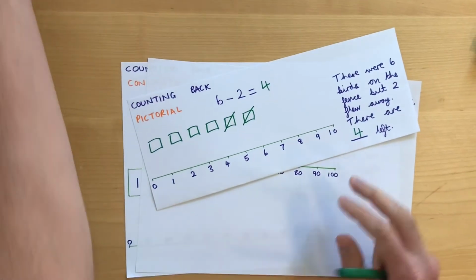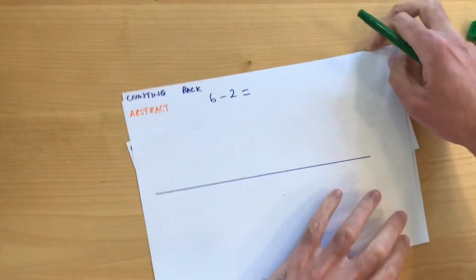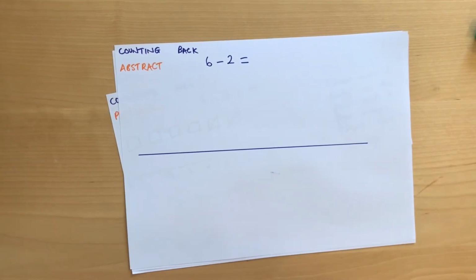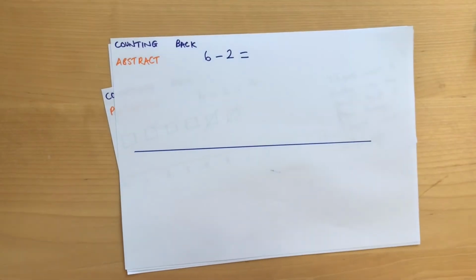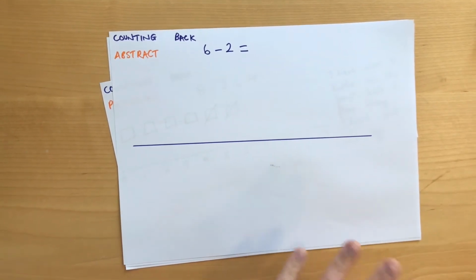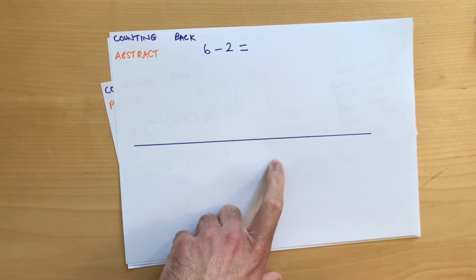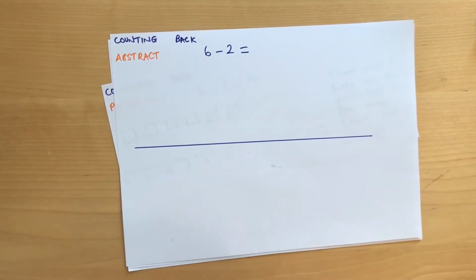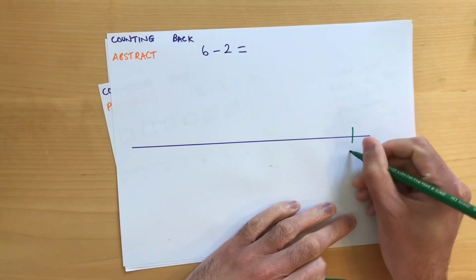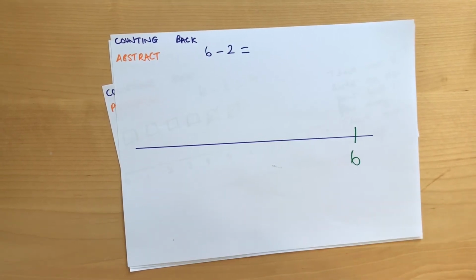Moving on to my abstract method for counting back. This is for when your child feels confident with the concrete and pictorial stages for this method. They may be able to solve 6 subtract 2 in an abstract way, perhaps counting back in their heads or using a blank number line. Using a blank number line is a good place to start. Draw a number line like I've done and mark your first number, which is 6. Draw 2 backward jumps and fill in the numbers to find the answer.